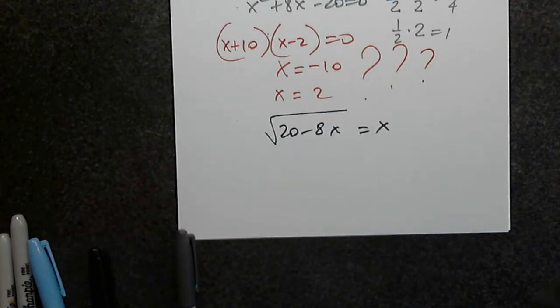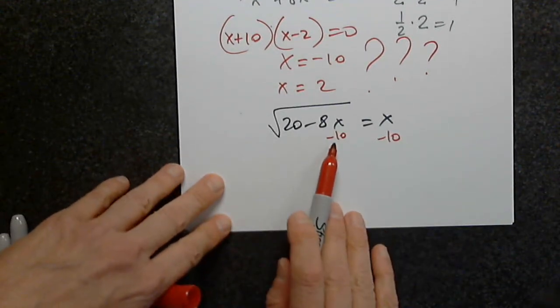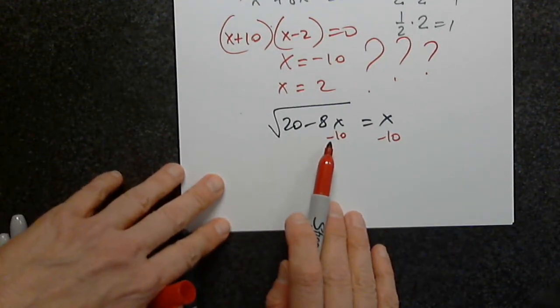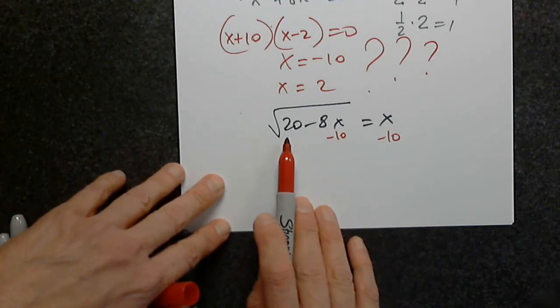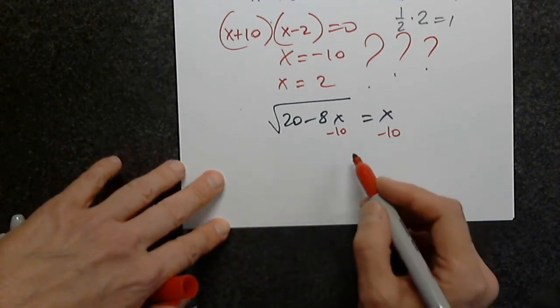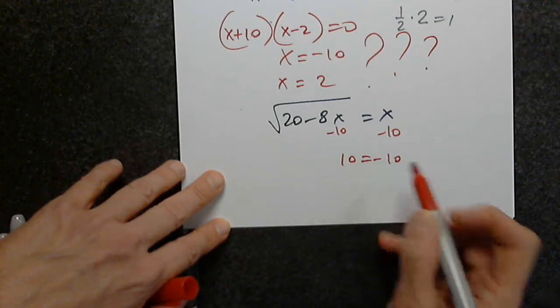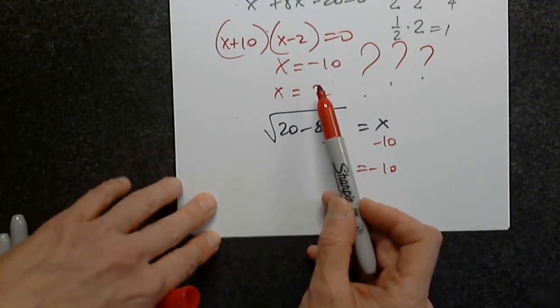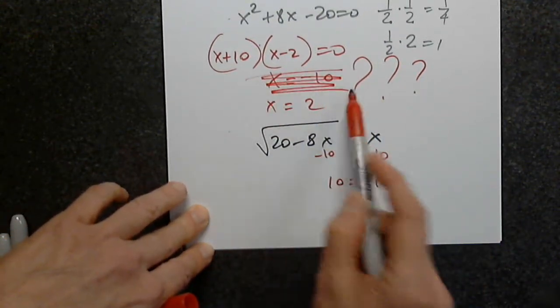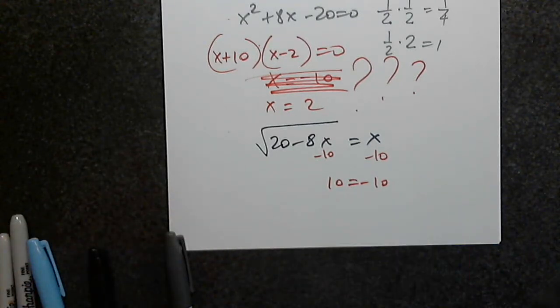I plug in negative 10. Negative 8 times negative 10 is positive. Perfect. Plus 20. 100. The square root of 100. Very good. Awesome. But this side is negative 10. Will I accept negative 10 as a solution? I can't. Not acceptable. It doesn't work. 10 does not equal negative 10.